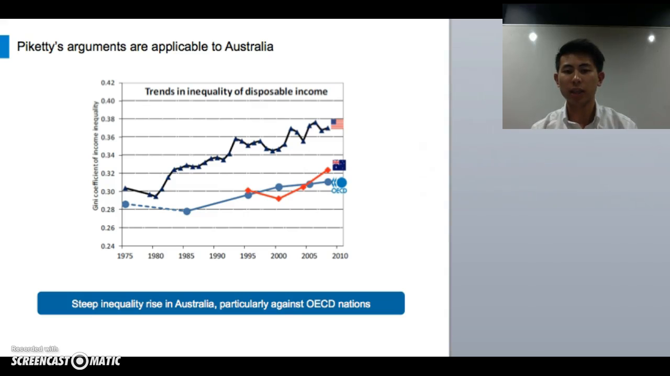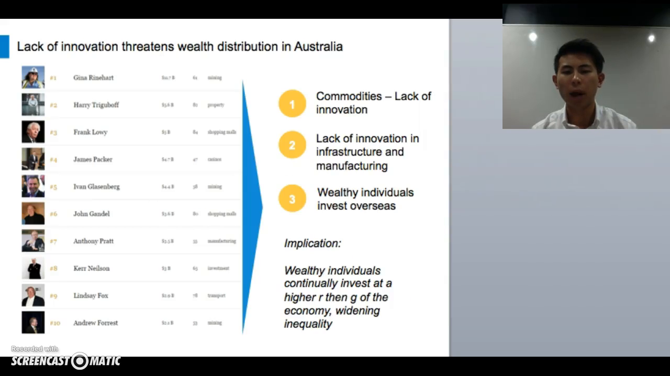If we look at the Gini coefficient, we can see that inequality has risen dramatically since 2000 in Australia, meaning that Australia is now the 11th worst country when it comes to equality in all OECD nations. Why is this? Well, if we look at the wealthiest individuals in Australia, we can see that they all operate in relatively mature industries where there is less and less scope for more innovation.